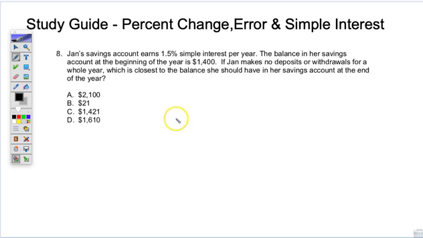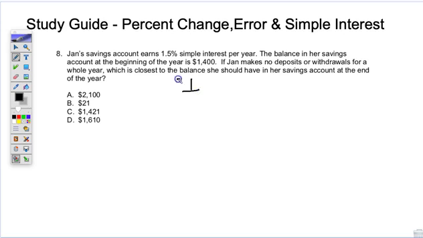Moving on to 8, Jan's savings account earns 1.5% simple interest per year. The balance in her savings account at the beginning of the year is $1,400. If Jan makes no deposits or withdrawals for a whole year, which is the closest to the balance she should have in her savings account at the end of the year?